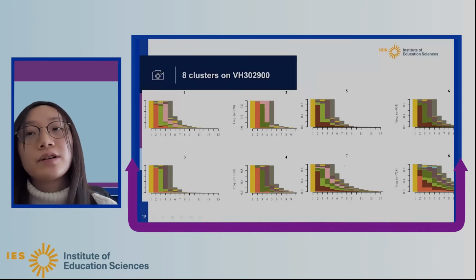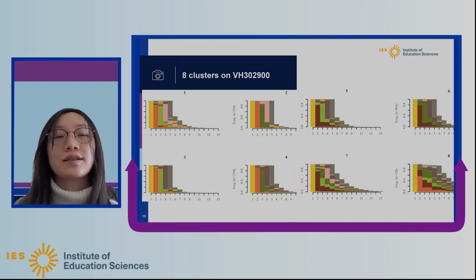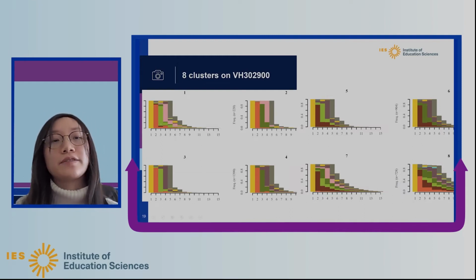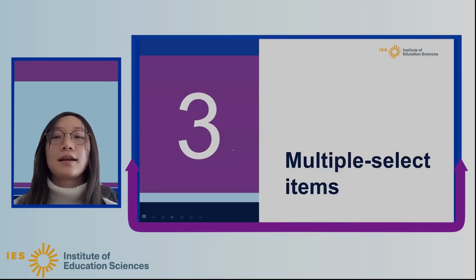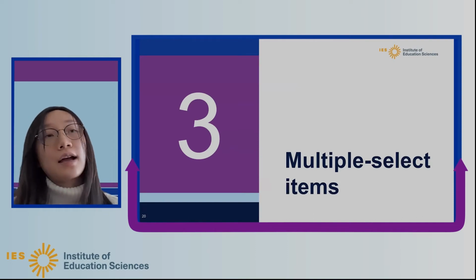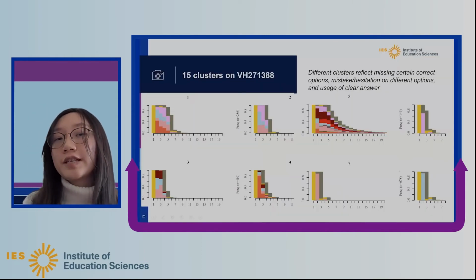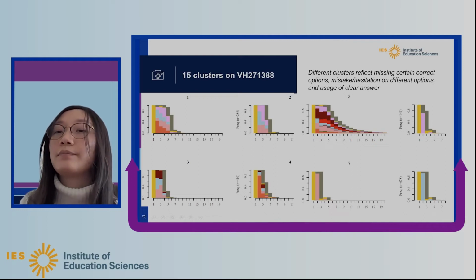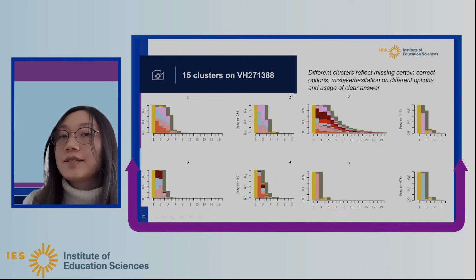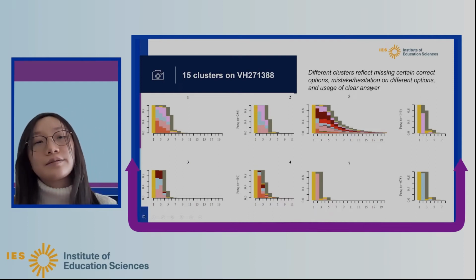It was very similar for the other question, which was also multi-part single select, where different clusters represent different misconceptions about different parts of the question. And lastly, for multiple select items, this is the case where the problem solving process looks the most complex. We identified a total of 15 clusters from this question, and different clusters reflect missing certain correct options, mistakes or hesitation on different options, and also the usage of clear answer.